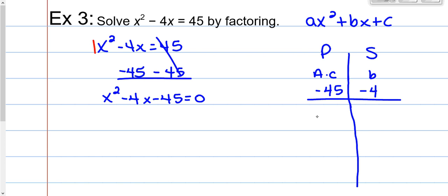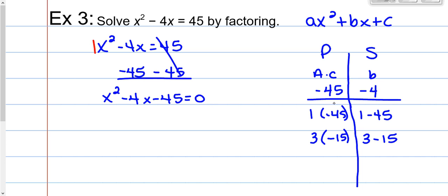So first of all, you need to go through all of your multiplication facts. That way you don't miss anything. So if I start with 1, well, I need negative 45, so 1 times negative 45. Well, that means I'm going to have over here 1 plus negative 45 or 1 minus 45. That's not going to give me the negative 4 that I need. 2 does not go into 45. 3 into 45. So 3 times negative 15 will give you your negative 45. But over here you have 3 minus 15, that still is not negative 4.